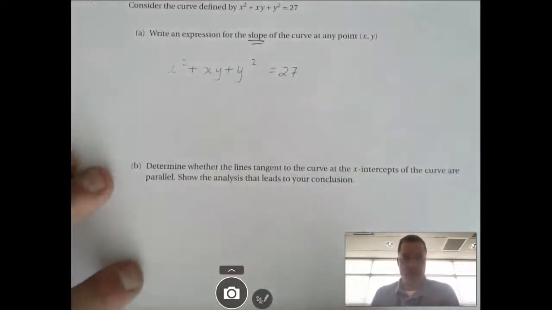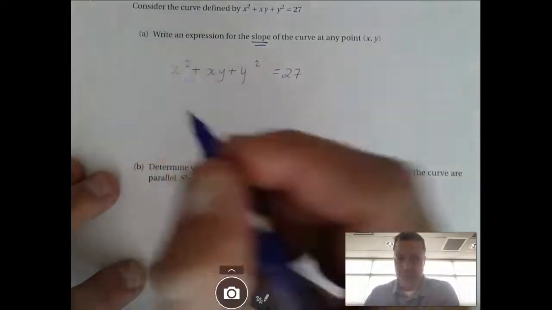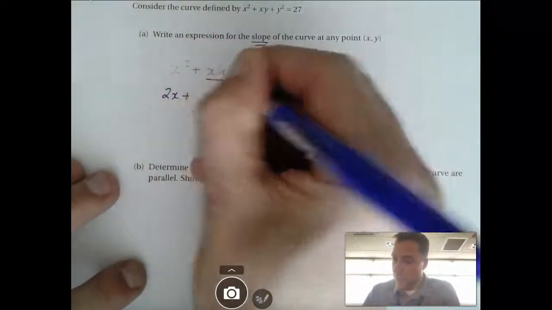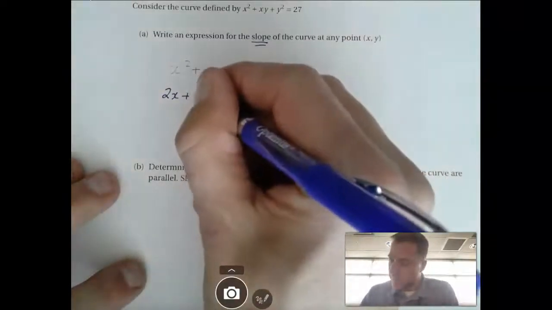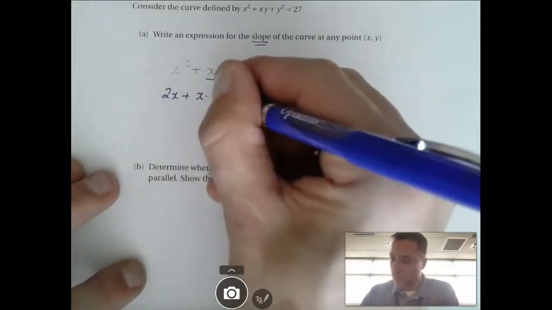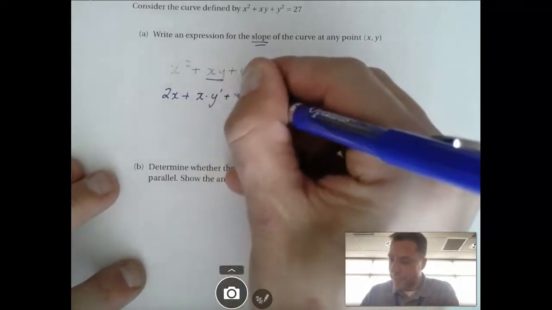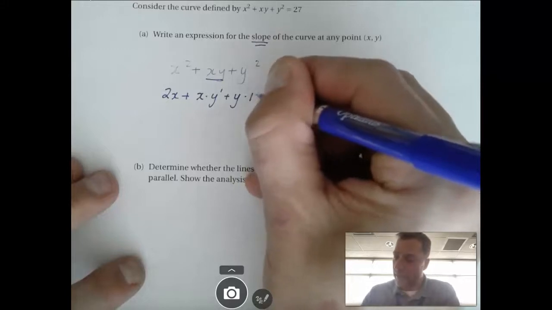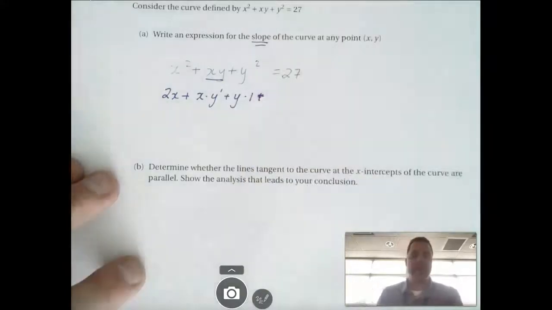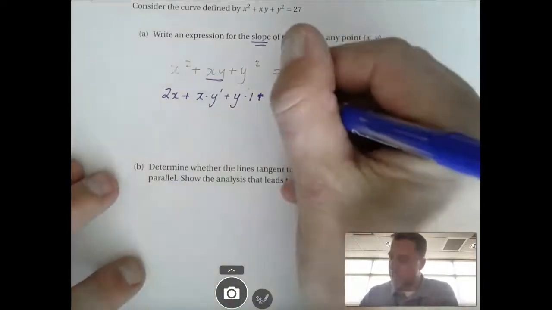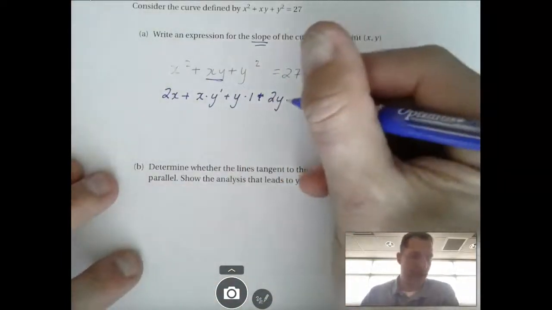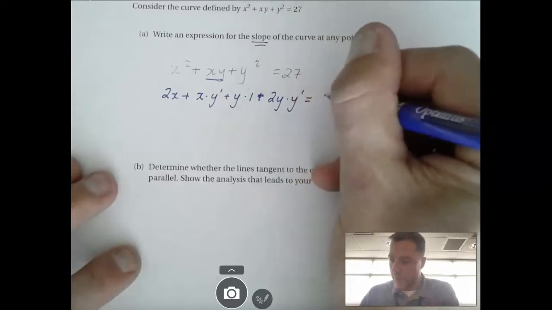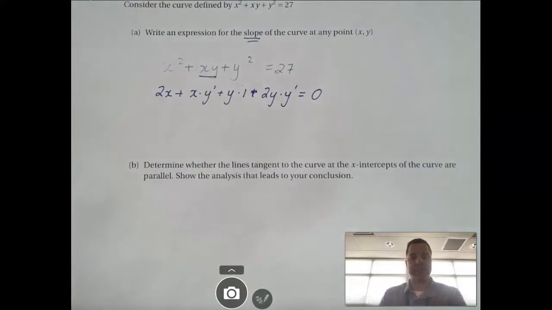So I've got my equation written here. Let's go ahead and take the derivative. The derivative of x squared is 2x, plus we have a product rule here, so first times the derivative of y, which is y prime, plus second times the derivative of x, the first function, which is 1, plus the derivative of y squared is 2y, but since we're taking the derivative of a term with y, make sure you multiply that by y prime. The derivative of any constant is 0.